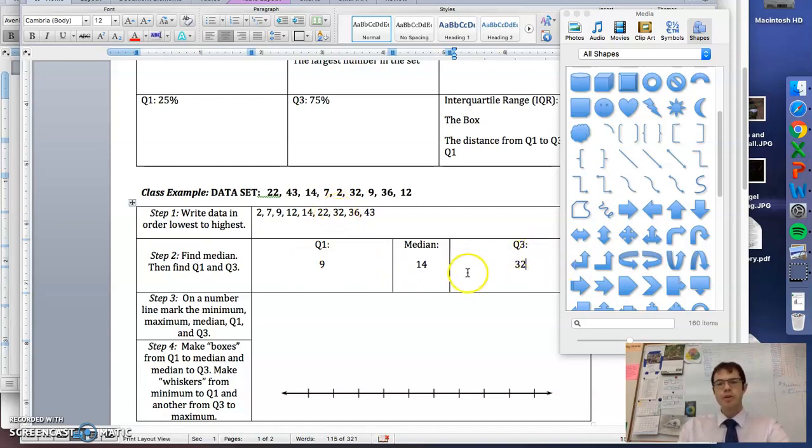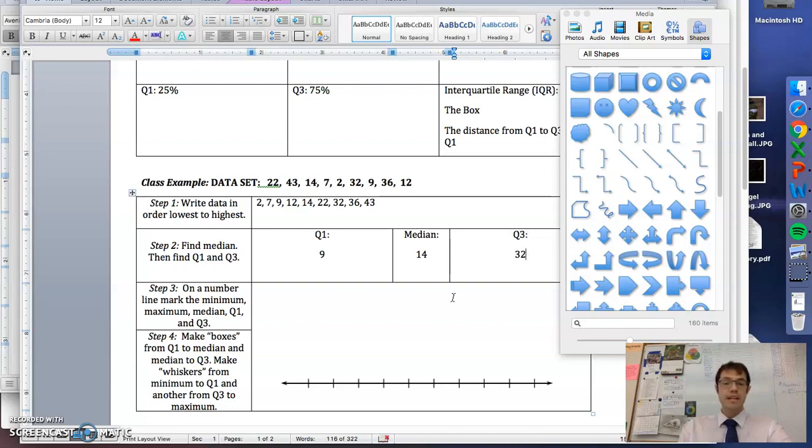So Q1 and Q3 are just the median of the top and the median of the bottom. So now I have numbers that I can use to create my box plot. Step 3 is a really important step, which is to, on a number line, mark the minimum, maximum, median, Q1, and Q3.